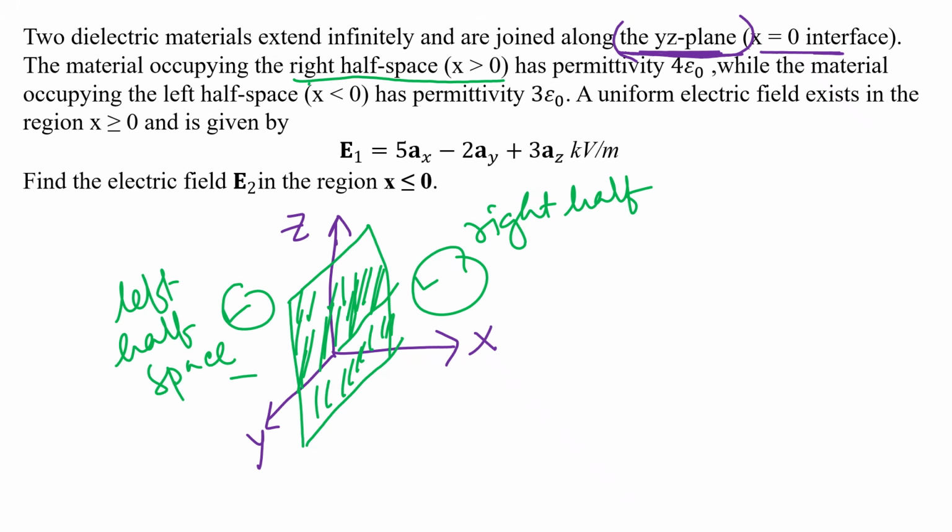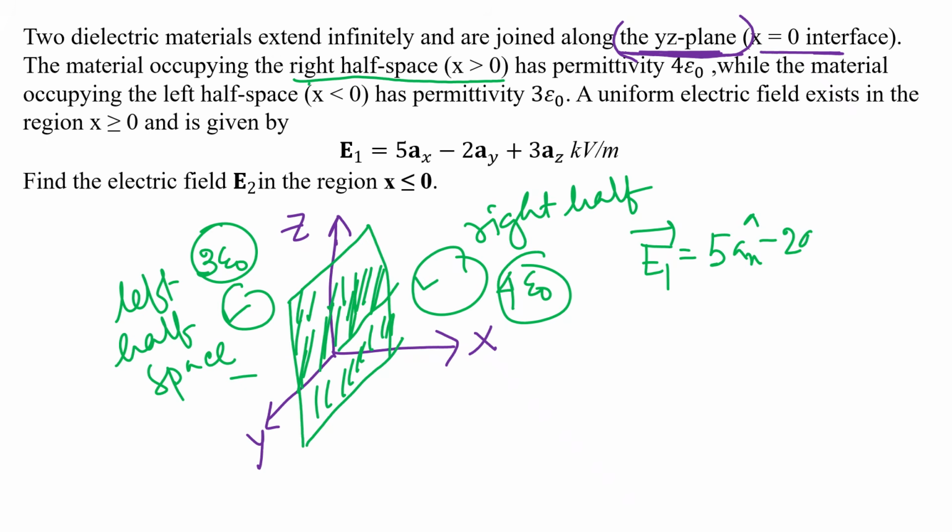Okay, and this region has a permittivity 4 epsilon naught, this region has a permittivity 3 epsilon naught. This information is given in the question. And also E1 is nothing but 5ax minus 2ay plus 3az cap. This is the value of E1.